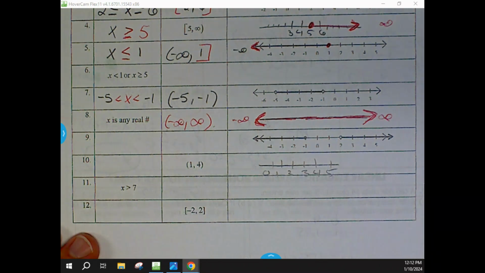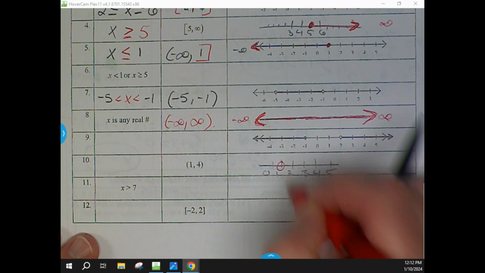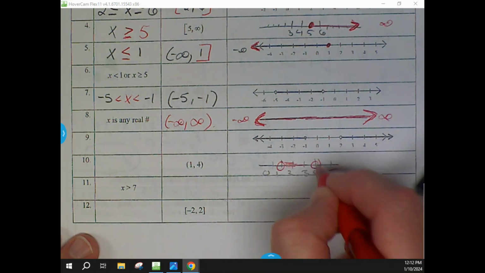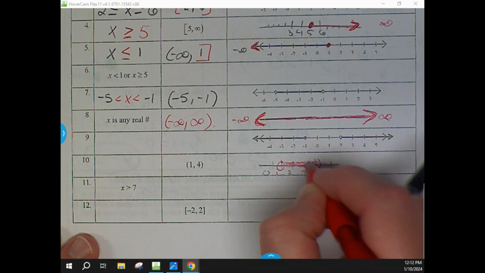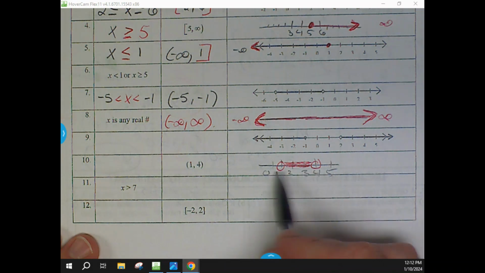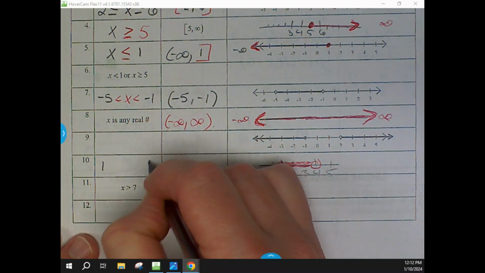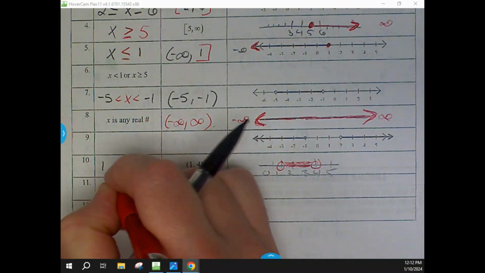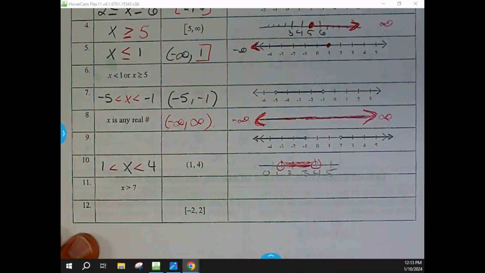All right, open circle at 1, open circle at 4, and if it's 1 to 4, it's going to keep everything in between those two numbers. Okay, and again, we're going to keep it between 1 and 4, so 1 over here, 4 over here. We're going to put X in the middle, and again, we're just going to put a less than on both of those.